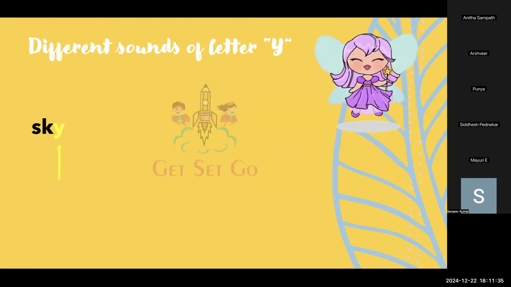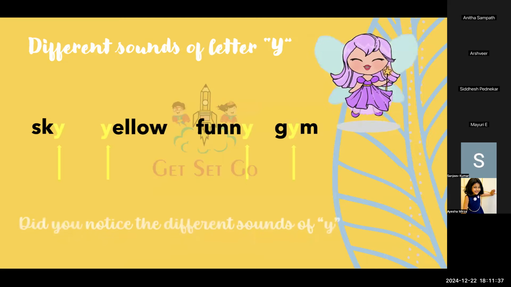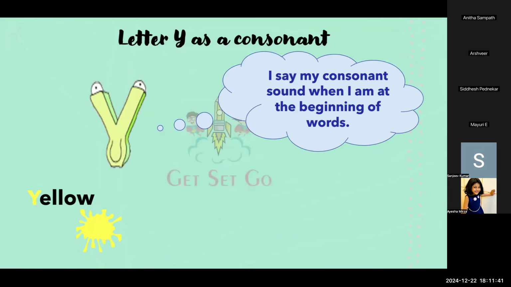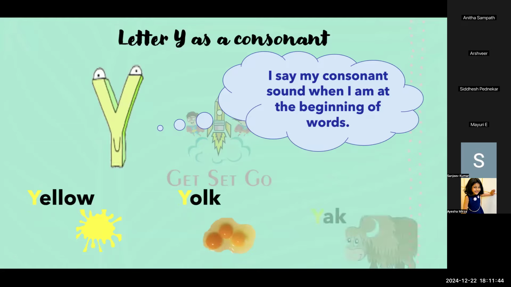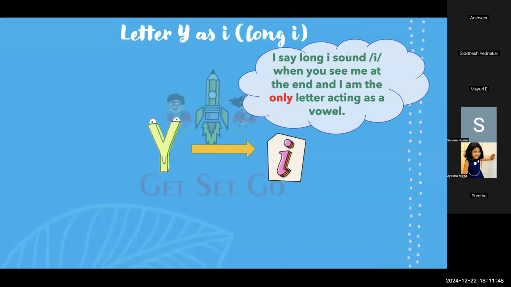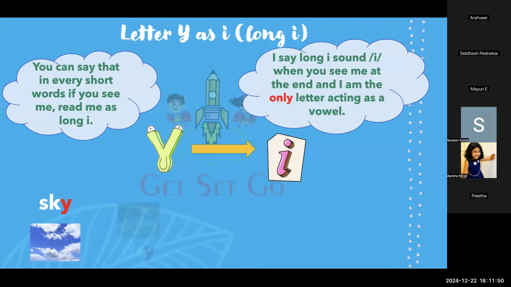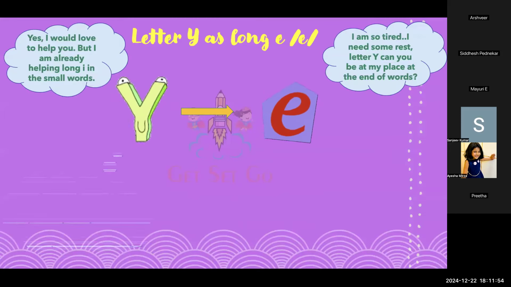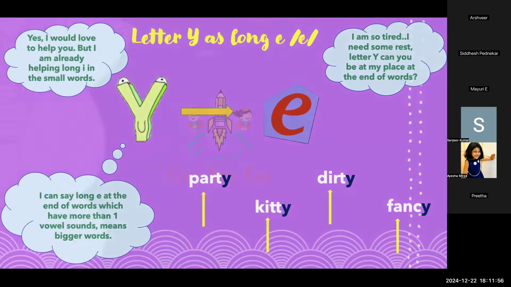The next rule is different sounds of letter Y. First, we'll see what all sounds the letter makes, and then we'll take them one by one. Y's first sound is its consonant sound, which comes at the beginning of the words. Then Y can say long I, when Y is only acting as a vowel in the words with pictures. Then Y as long E. Y can say long E in the bigger words.